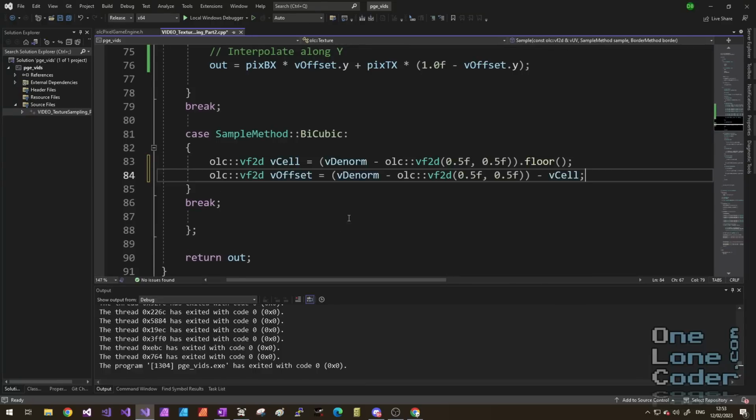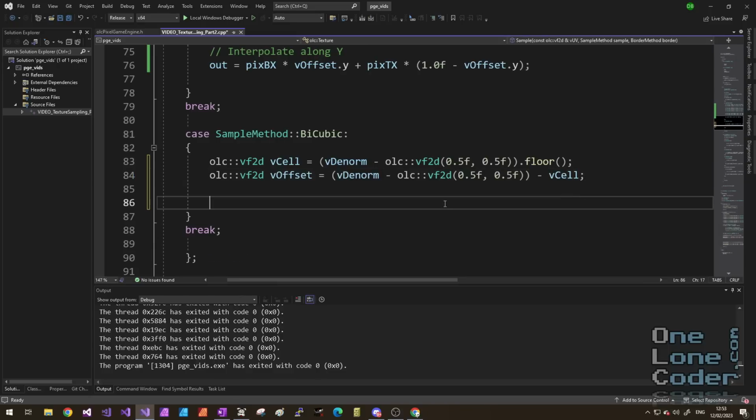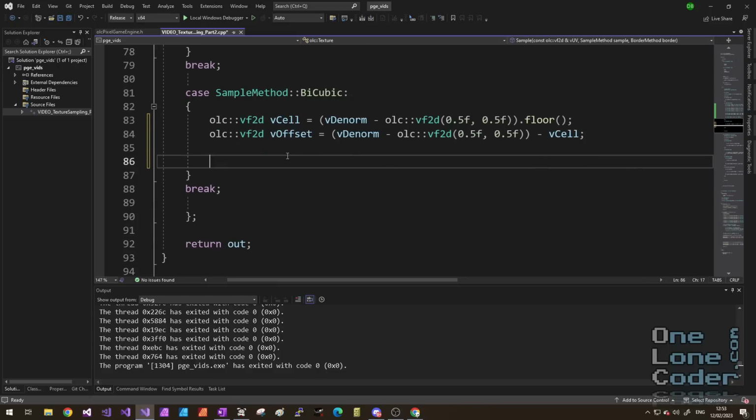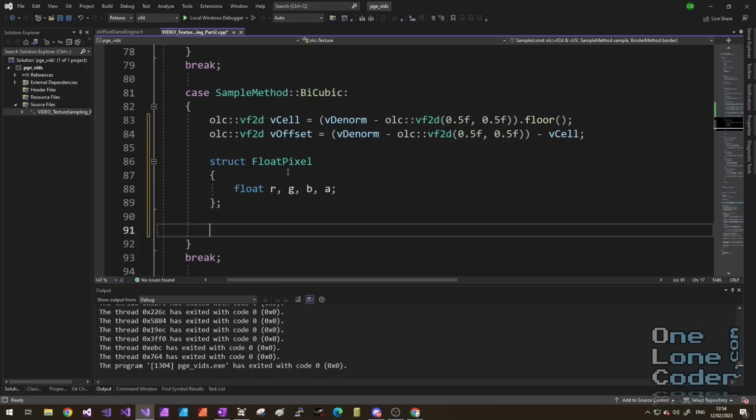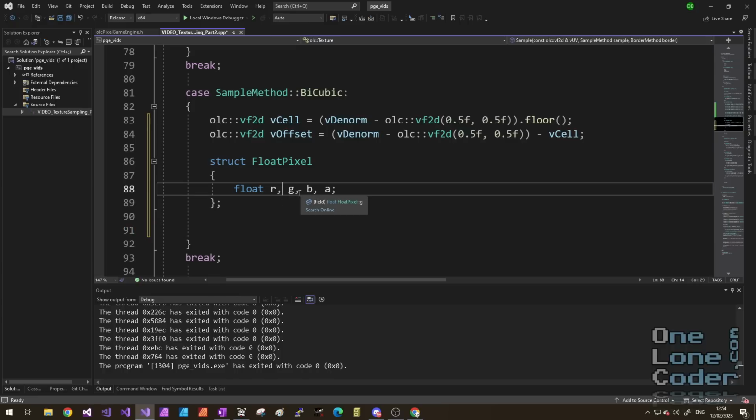Just as with bilinear, I need to work out the cell coordinate and the offset coordinates. Now, this is where things are going to get a little bit strange. The built-in pixel game engine pixel type will render any mathematical operations applied to it subject to clamping it to the range 0 to 255. This is almost always desirable, until you want to start doing weird maths with pixel values. So I'm going to create an intermediate pixel value structure called a float pixel for the red, green, blue and alpha components.